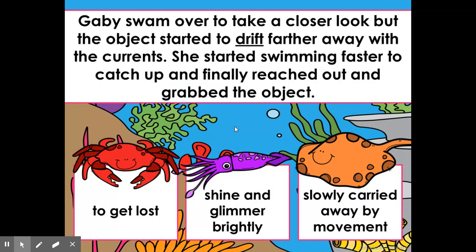All right, Gabby swam over to take a closer look, but the object started to drift farther away with the currents. She started swimming faster to catch up and finally reached out and grabbed the object. So you have to figure out what drift means. Does it mean to get lost, shine and glimmer brightly, or slowly carried away by movement? And again, Miss Livingston, you can pause.